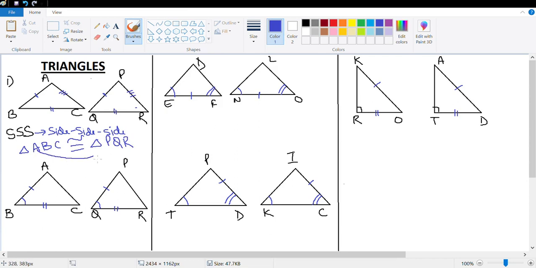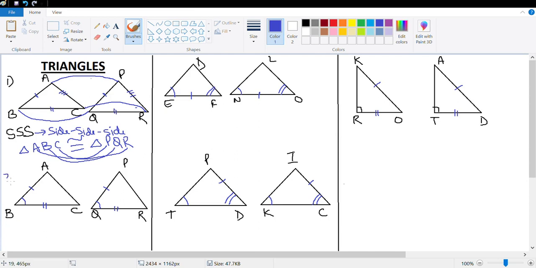Now, A corresponds to P, B corresponds to Q, and C corresponds to R, which means angle A is equal to angle P, angle B is equal to angle Q, and angle C is equal to angle R. That's why writing it in correspondence is extremely important. Let's look at the second test.